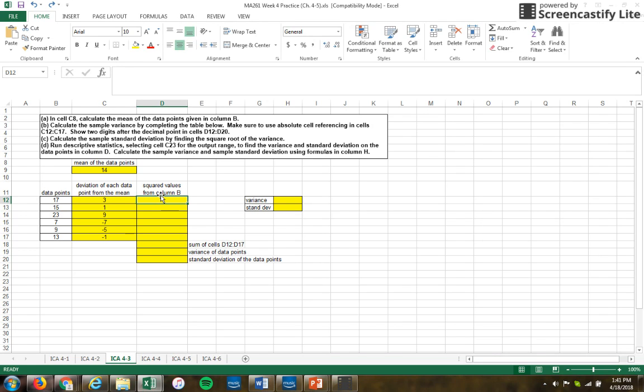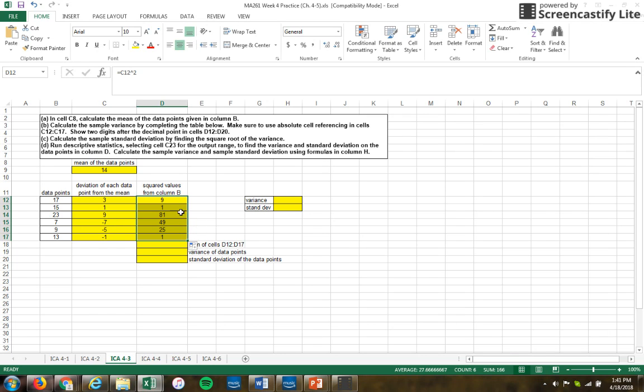So the easiest way to do that is just type in equals, highlight the cell, and then you use the little caret, shift 6, that basically says raise it to the next power, which would be the second power. Square it would be raise it to the second power. So if we hit that, that would be 9. Now, because we only have these cells in here, we don't need to make anything static or use absolute cell referencing. So we can copy that down.